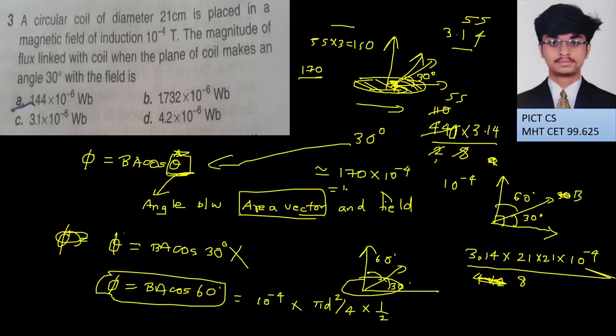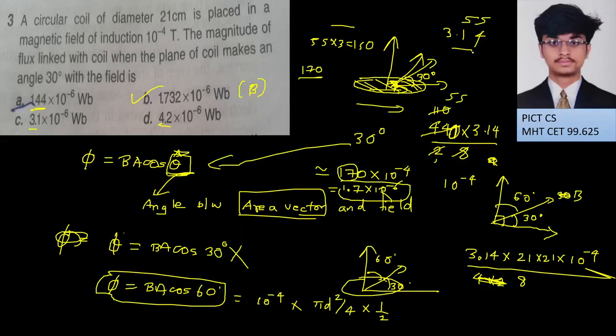So after shifting decimals, it's like 1.7 something into 10 raised to minus 6. And I think there is no option which is even close to 1.7 or 1.6, whatever. So I think option B, because it's 4.2, it's 3.1, it's 1.44. Yeah, they are a bit close, but 1.6 or 1.7, as we have approximated, we have made it 440 and then just multiplied 55 into 3.14, and basically we did approximations here, right?